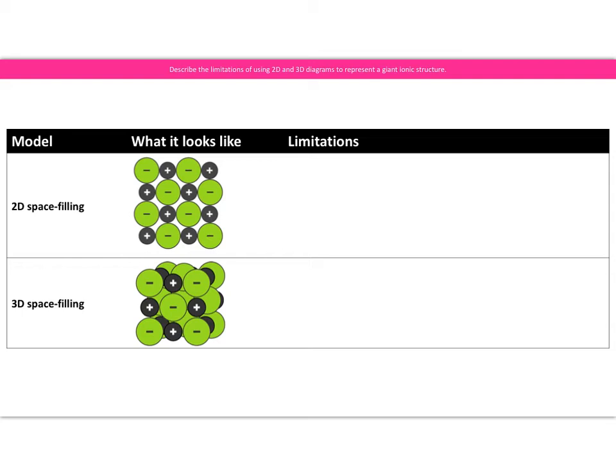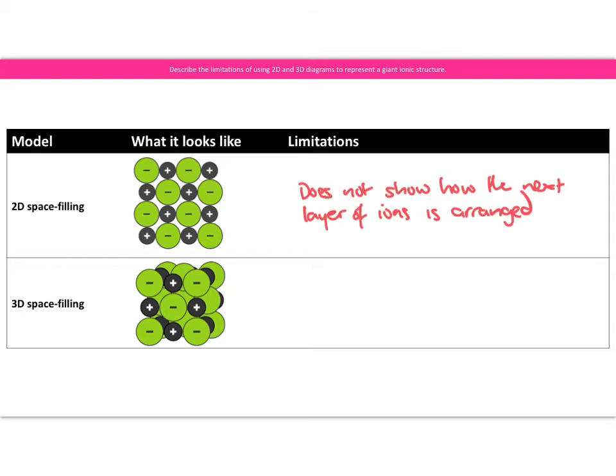But it does, again, have its limitations. So it shows us the arrangement in one layer, but it doesn't show us how the next layer of ions is arranged. So that is a limitation. It doesn't give us the sense of this giant structure that is actually three-dimensional. So then we come to the 3D space filling, and honestly, this probably is the best representation.